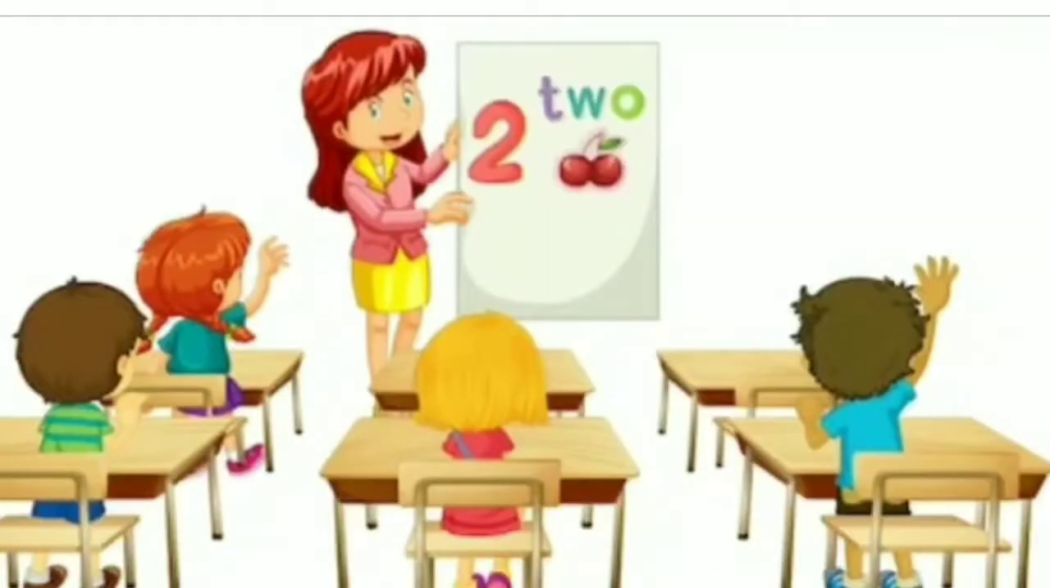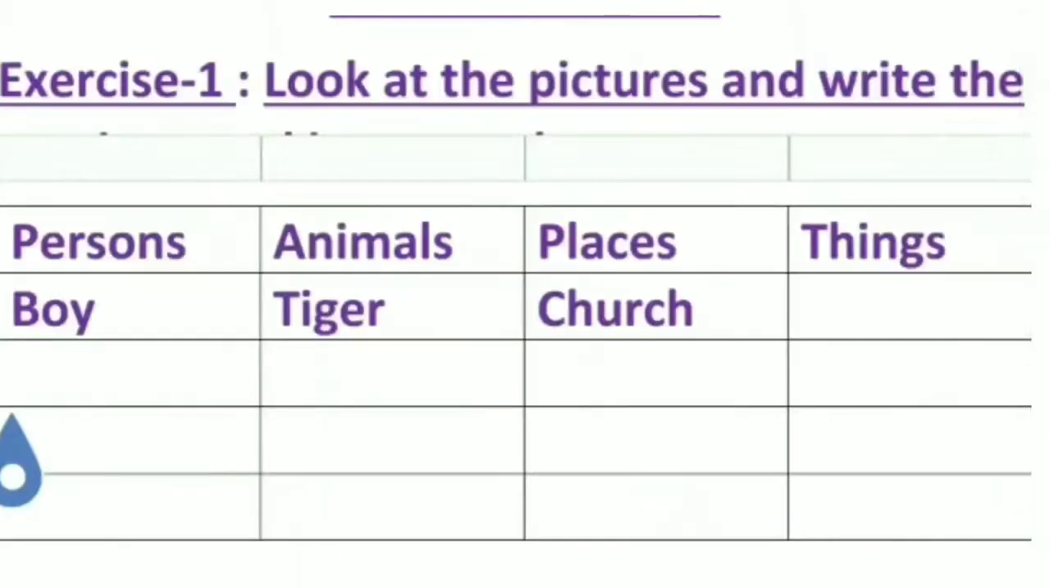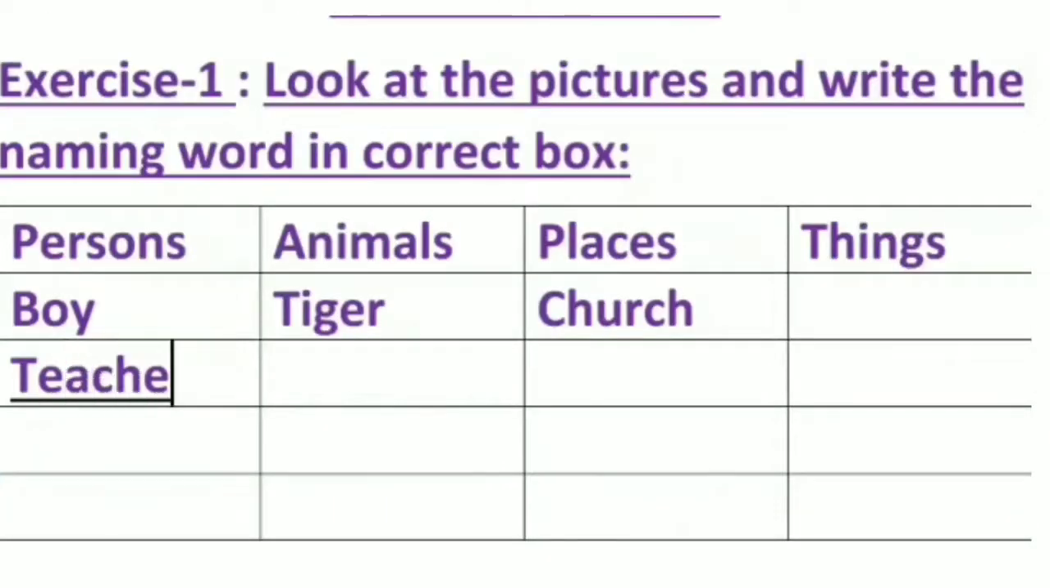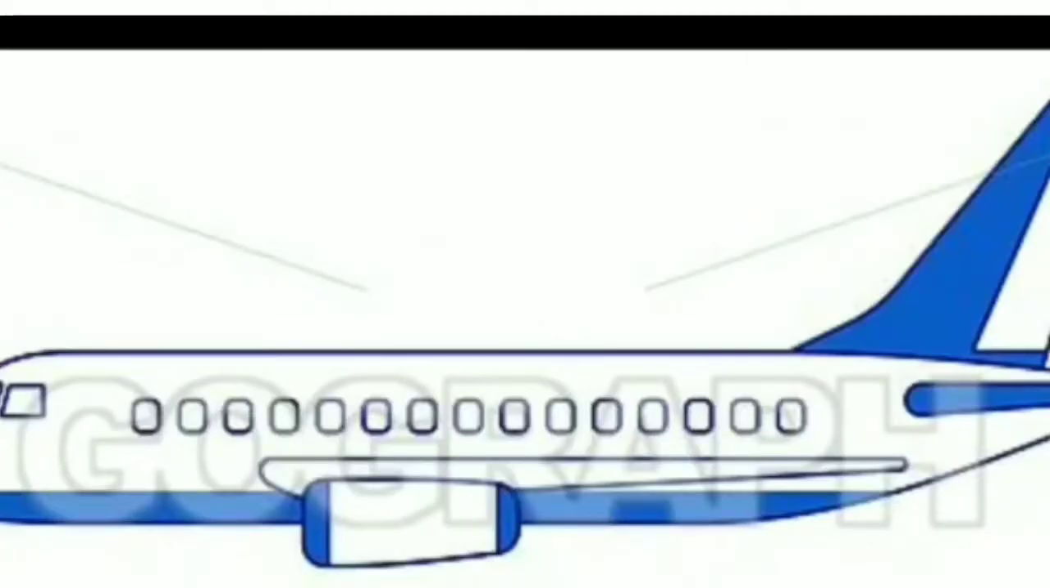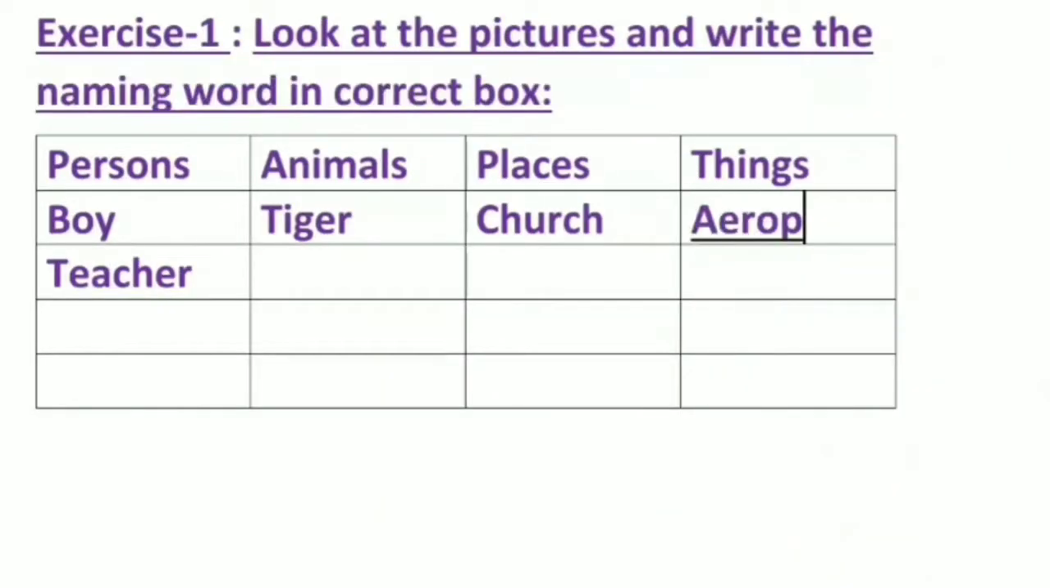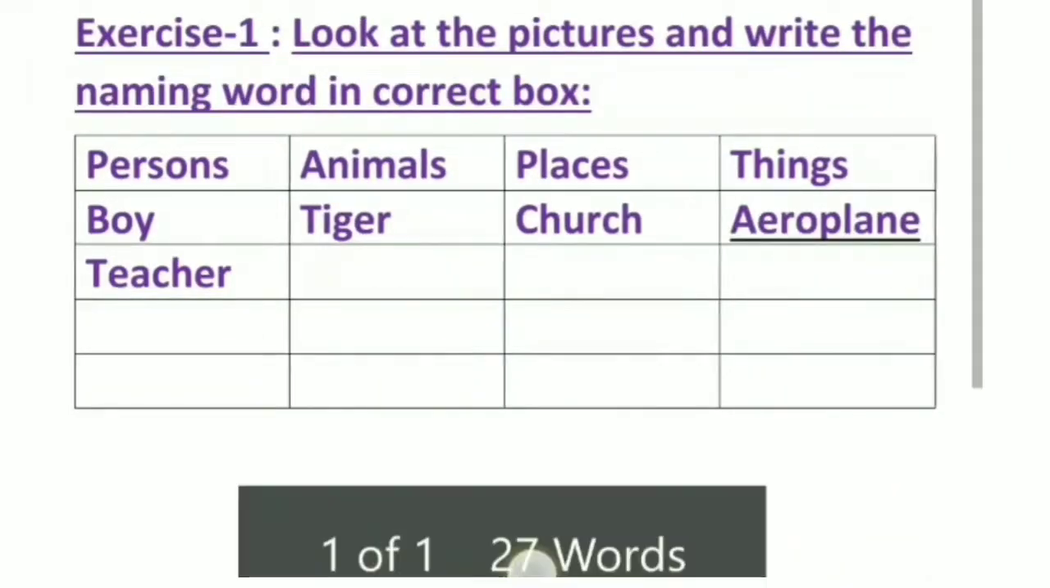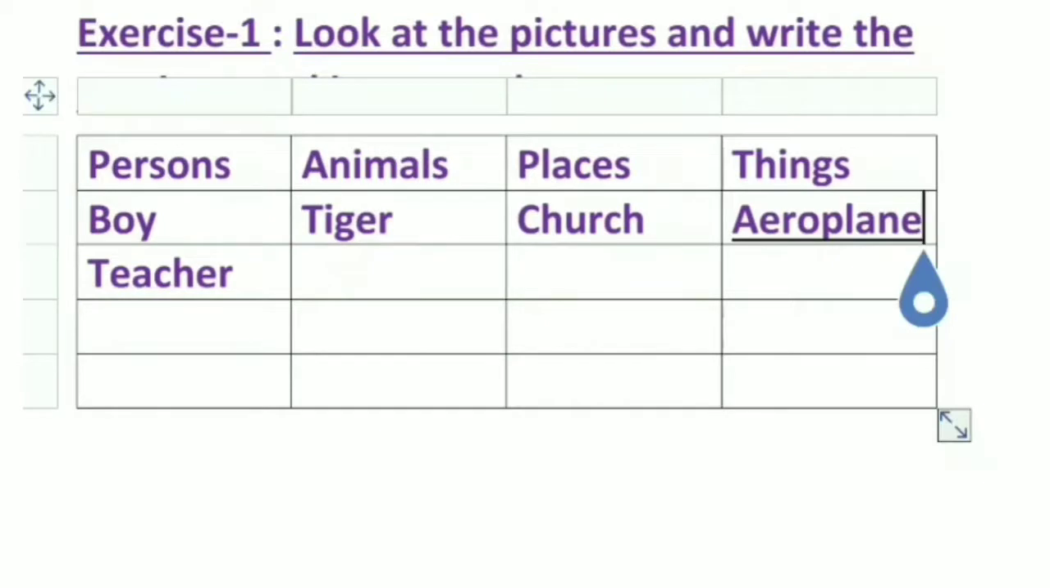So what can we see here, children? We can see the picture of a teacher. So let's write down Teacher. Where we'll write? We'll write in the persons. Now we'll move to the next one. This is the picture of an aeroplane. So where shall we write it? We shall write it in the things section. Written. Now we'll move to the next picture.